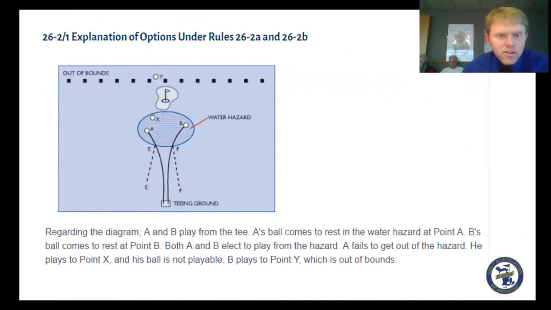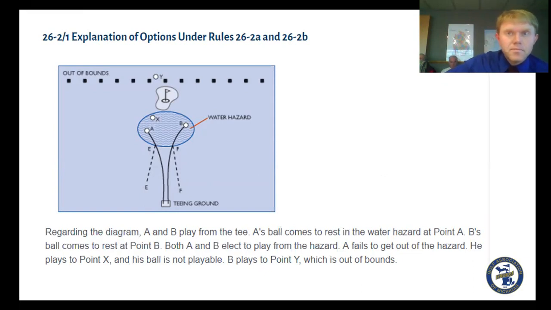So this is a good decision here. So basically you have, we'll read it. Regarding the diagram, A and B play from the tee. A's ball comes to rest at the water hazard at point A. B's ball comes to rest at point B. Both A and B are left to play from the hazard. A fails to get the ball out of the hazard. He plays to point X. Okay, so we've got A, he plays to point X. What are his options?